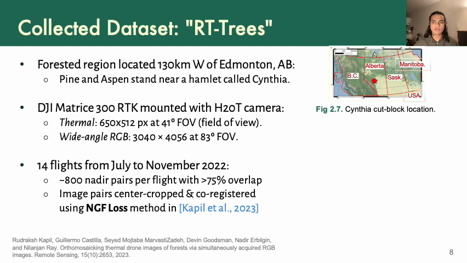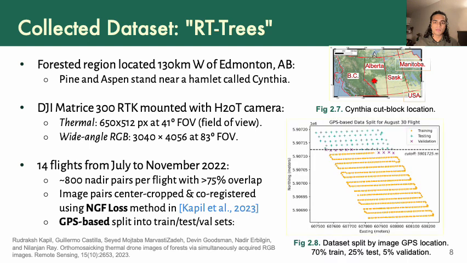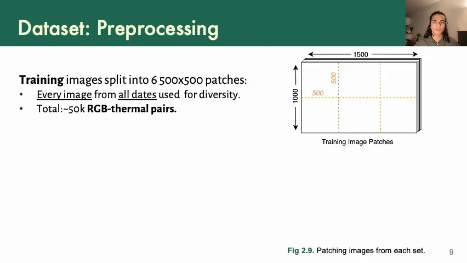In total, 14 flights over the same area were conducted from July to November of 2022. In each, around 800 images were taken and co-registered for more precise geometric alignment. So as shown in the plot to the right, GPS was used to split the images into separate training, test, and validation areas in a 70 to 25 to 5 ratio.